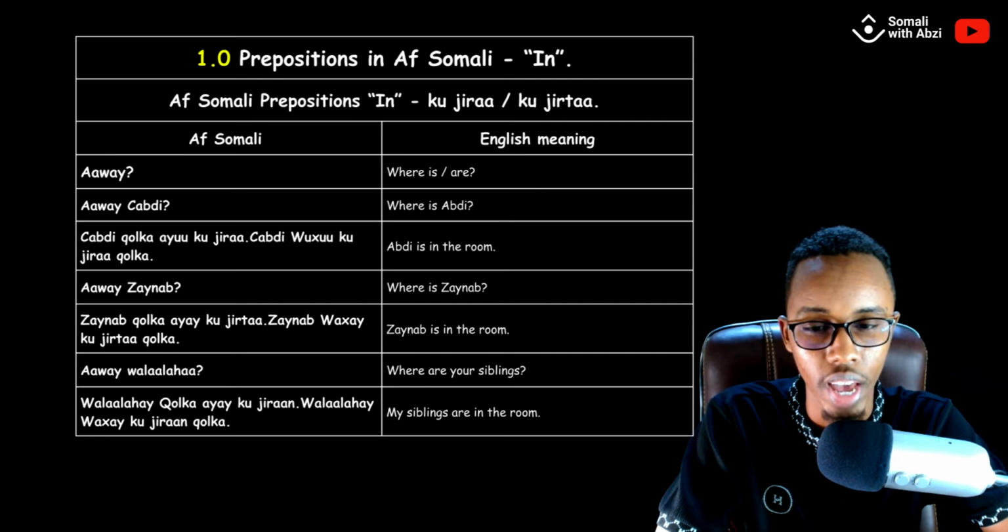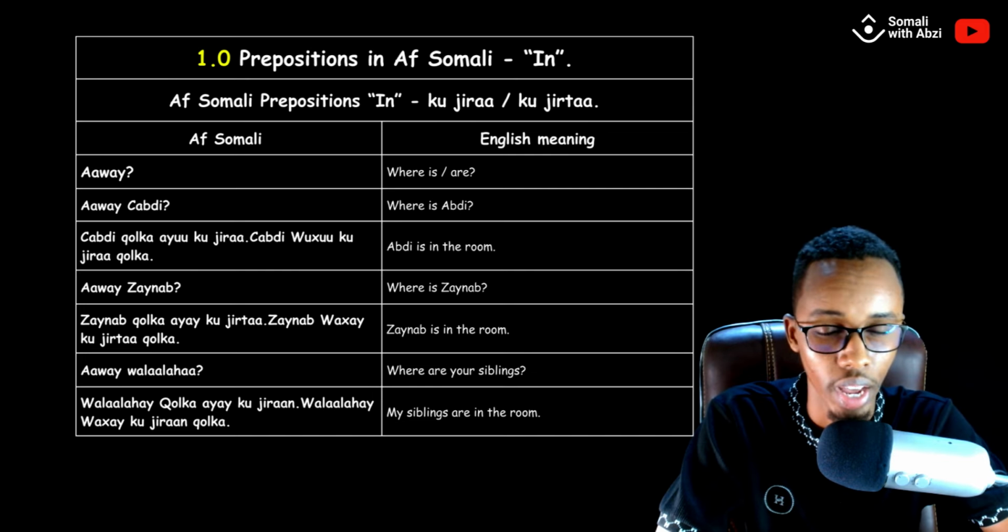Then, if you're going to say Abdi is in the room, for masculine nouns, you're going to say ayuu ku jiraa. Ku jiraa means in. Ayuu is for masculine nouns. If it's female, you're going to say ayay ku jirtaa. For male, Abdi qolka ayuu ku jiraa. Start with a noun, then ayuu ku jiraa, in, for male. If it's female, qolka ayay ku jirtaa.